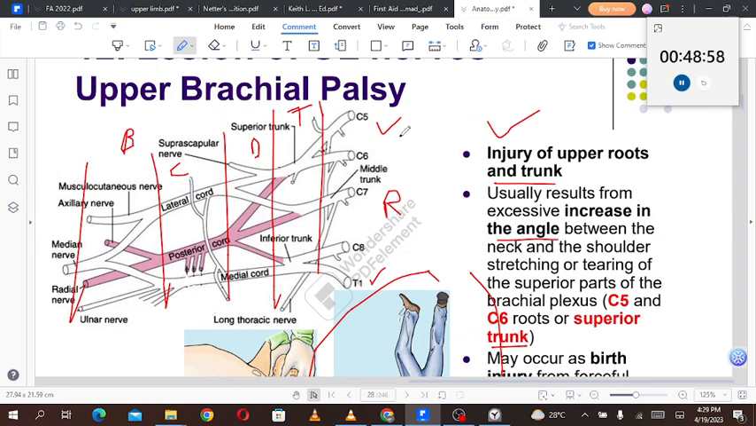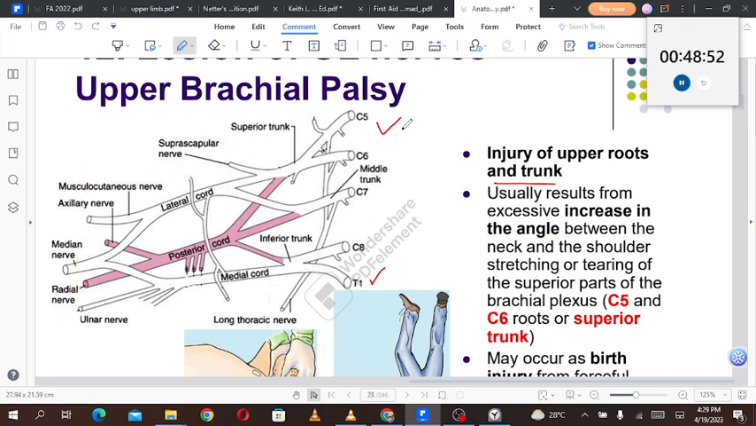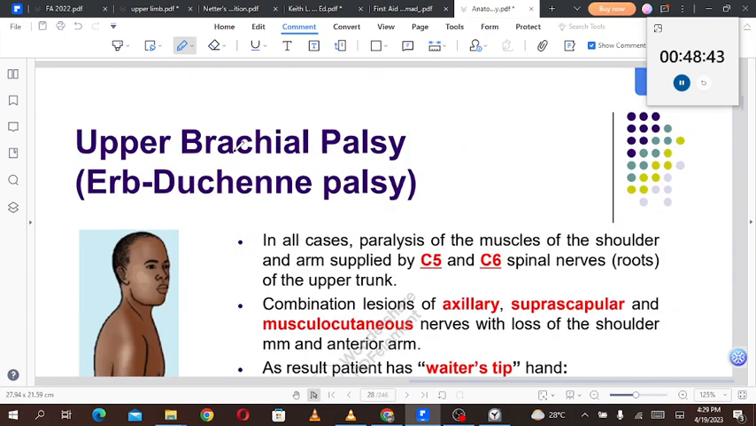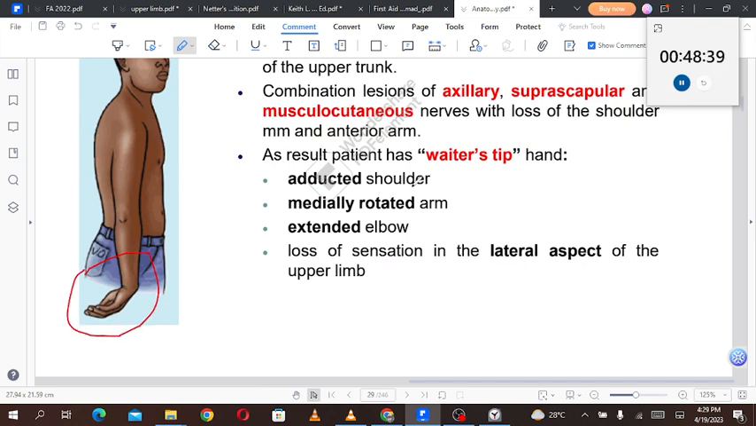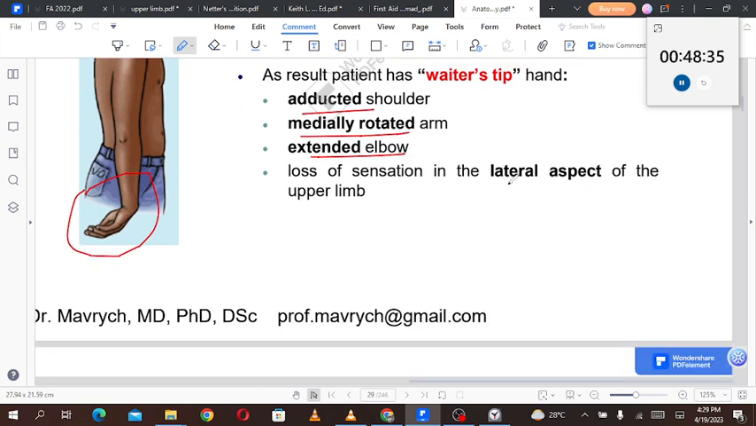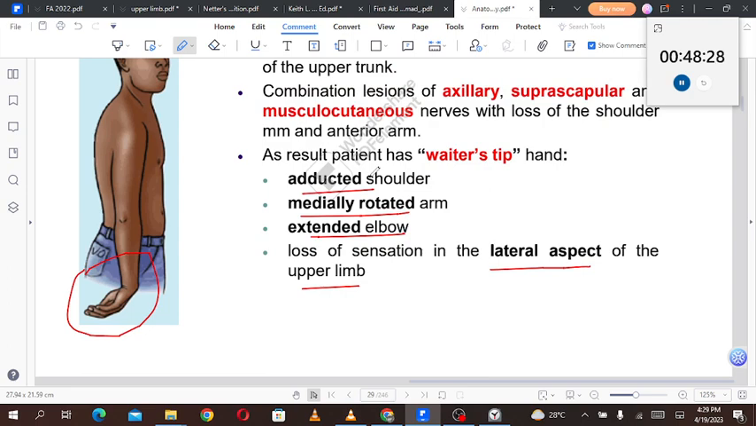They are saying that there will be a mixture of damage to the musculocutaneous nerve, the axillary nerve and the suprascapular nerve, which are originating from C5 and C6 nerve roots. So these three nerves are coming from that. So there will be a mixture of paralysis of these three nerves, and resultantly a Waiter's tip hand will be formed, with an adducted shoulder, medially rotated arm and extended elbow. Loss of sensation in the lateral aspect of upper limb will also be seen. We will see all these things in detail when we do the FA sessions.